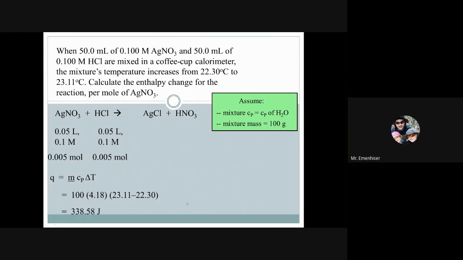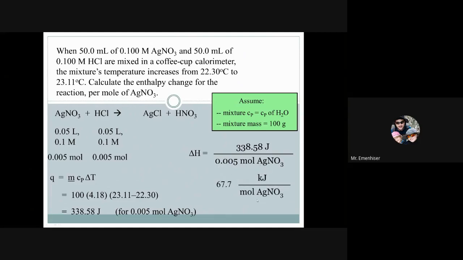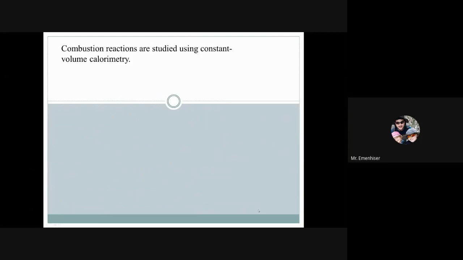So we can do mCΔT here: 100 grams times 4.18 times the change in temperature. There we go. That's the heat. So a couple of assumptions here to do this one. And then, okay, that's the joules for 100 grams. Then we're going to divide that by the moles. We have 0.005 moles of silver nitrate. So there we go. And that's negative.